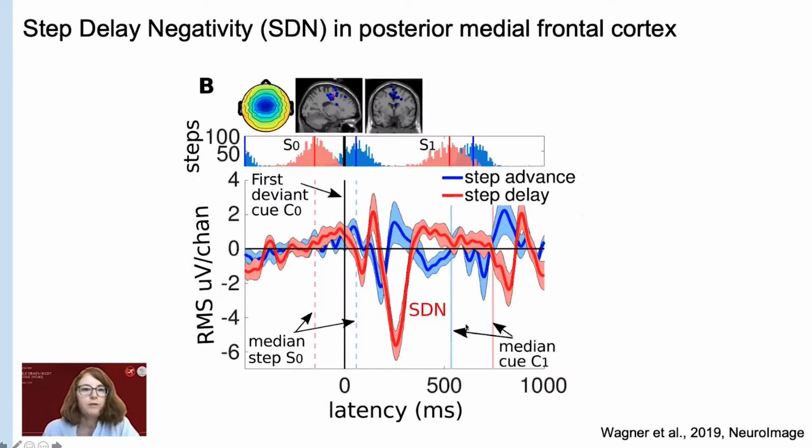So let's look at the average of these negative deflections for step advance and step delay perturbations. What we found is that there was a big negative deflection for the step delay perturbations, but a much smaller one for step advance perturbations. Here we call this negative deflection, or error-related potential, step delay negativity.